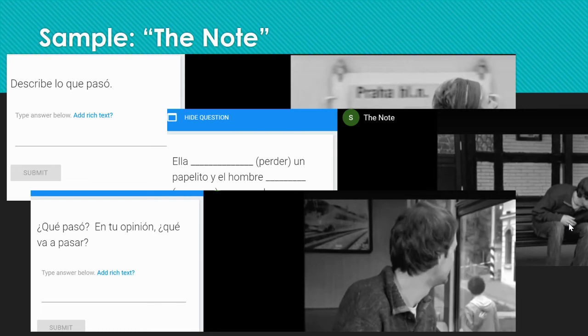Again, you can embed all kinds of items. With Edpuzzle, you can also embed just a note, just a comment, so you can draw students' attention to something, which is great for, say, a cultural item. You might pause the video at a certain point and say, notice that the phone number is longer than ours, or look at how this address is listed, or whatever little cultural things may pop up in the video that you're using.